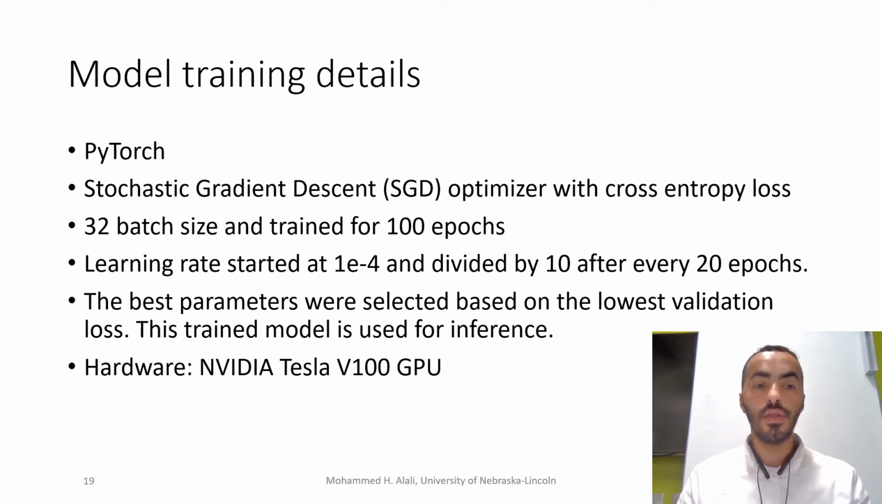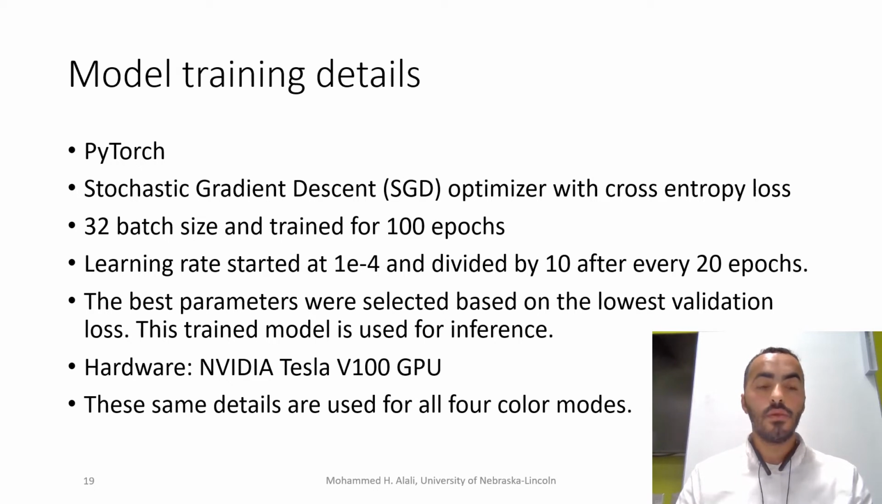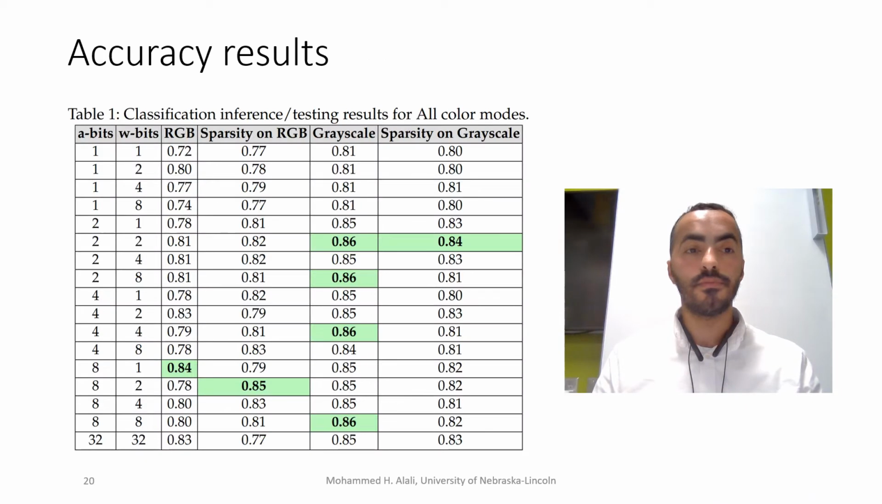We used an NVIDIA Tesla V100 GPU. The same configuration was used for all color modes. Here I show the results. You can see different configurations of A bits, activation bits, and W bits, and for every color mode, you can see that the accuracy is different.